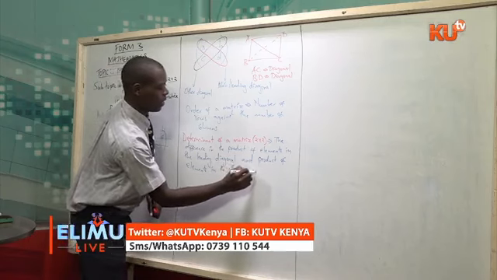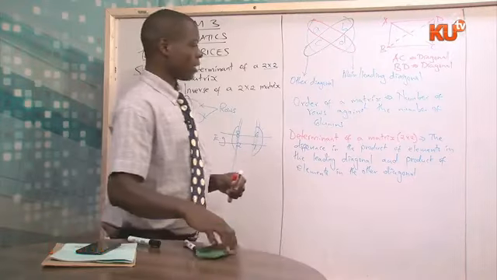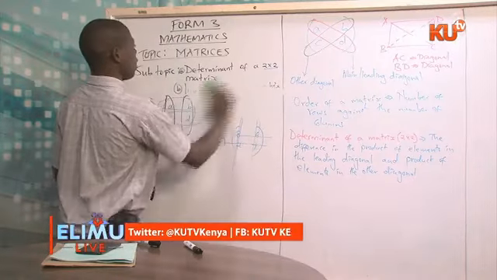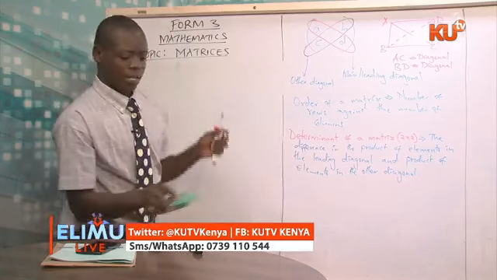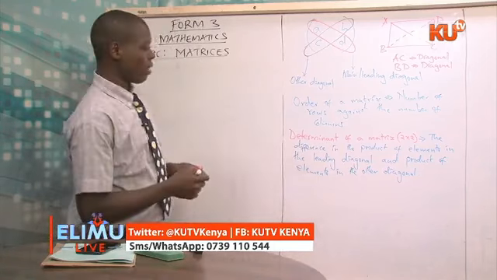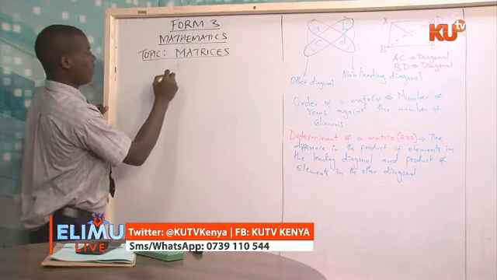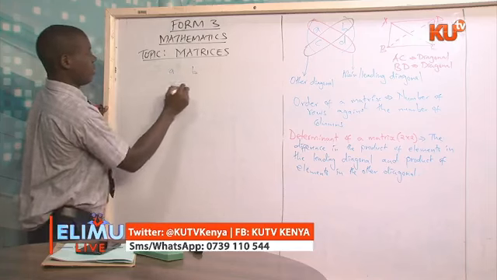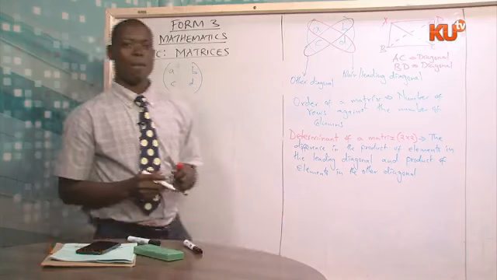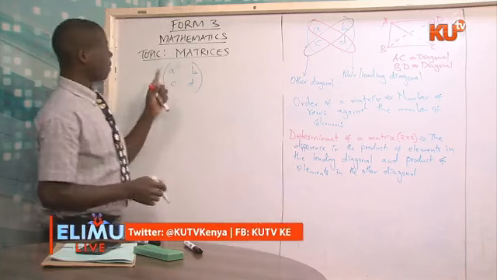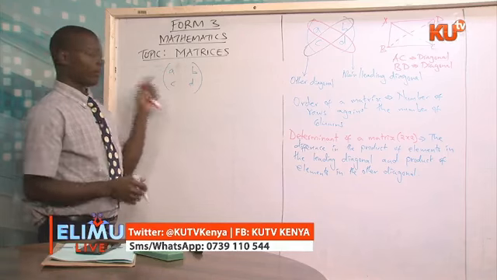What we mean by this is that we are going to obtain the product of elements in the leading diagonal and get the product of elements in the other diagonal, then get the difference. Because of the difference, we'll subtract. So this is what we are illustrating. A, B, C, D is our matrix. So what are the elements in the leading diagonal? It is A and D.